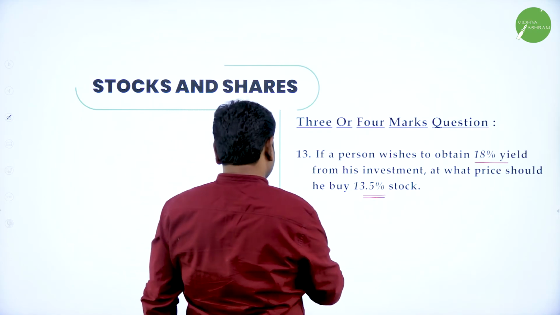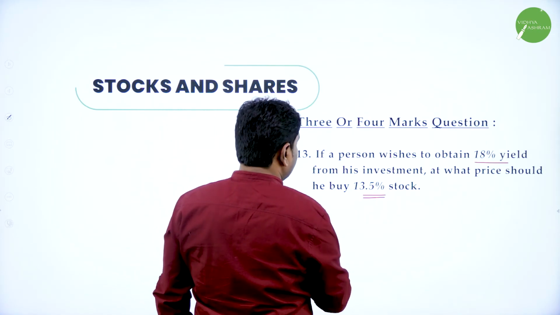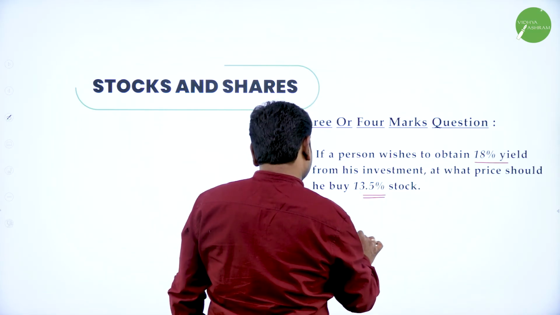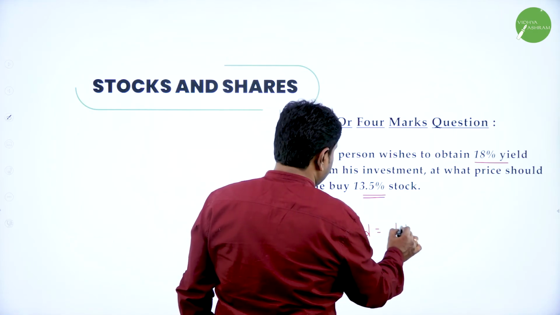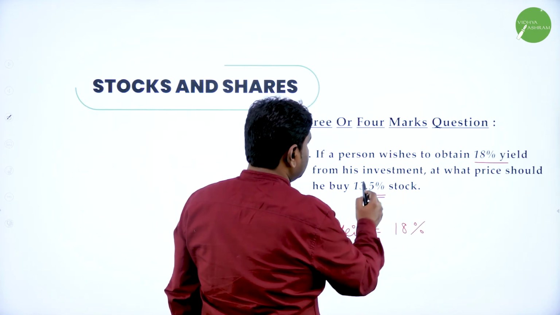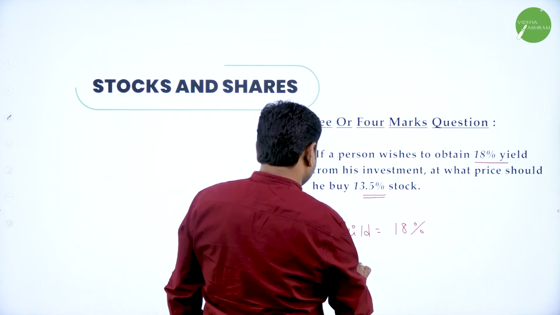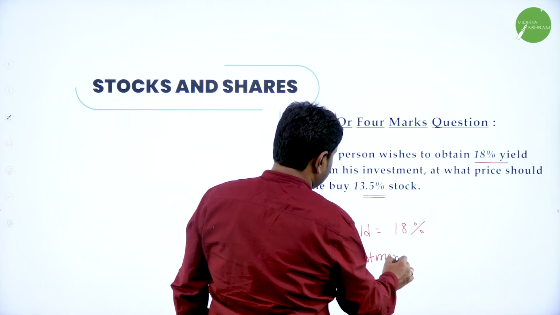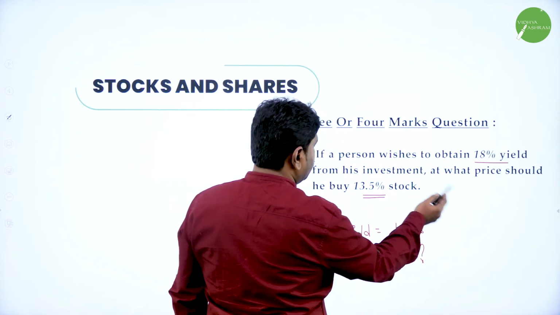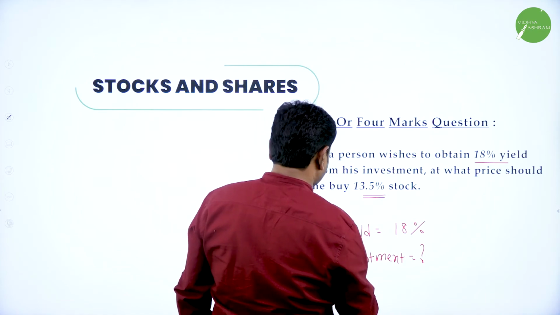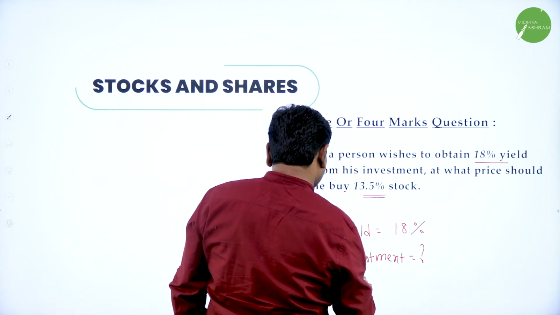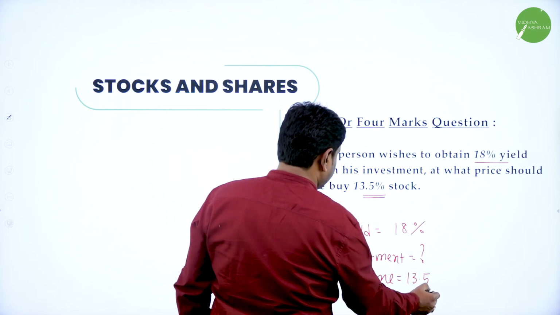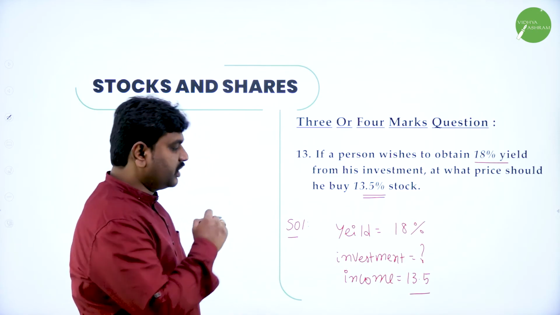So the solution starts with writing what is given. What is given, student? If a person wishes to obtain 18% yield, so the yield percentage they give. Yield is in percentage, 18%, this is given. And he wants to invest. What should be his investment? So investment is question mark. Investment is also called market value. And what price he should buy? What is his investment? And 13.5% means income is 13.5. A 13.5% stock gives you 13.5 as income for every 100 rupees.